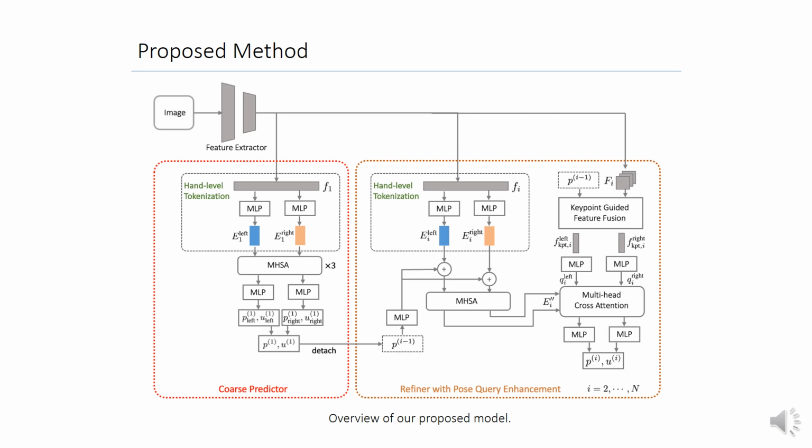Here is an overview of our model. Our model utilizes a transformer-based architecture, but with a key difference from existing methods. We propose to use novel hand-level tokens instead of key point level tokens. With rich features extracted by the feature extractor, the coarse predictor gives an initial pose prediction, which is then improved iteratively by the refiner. Let's look at them one by one.